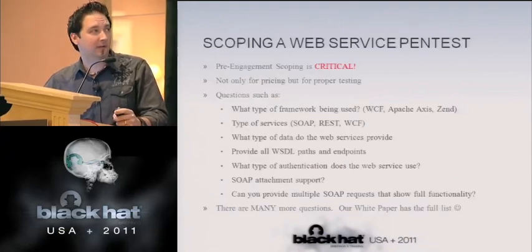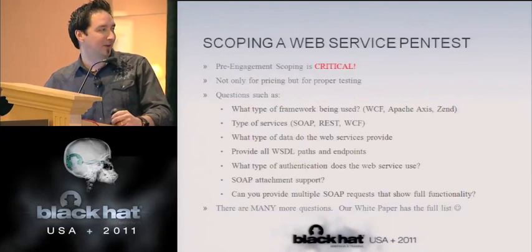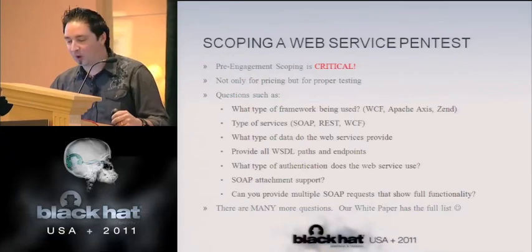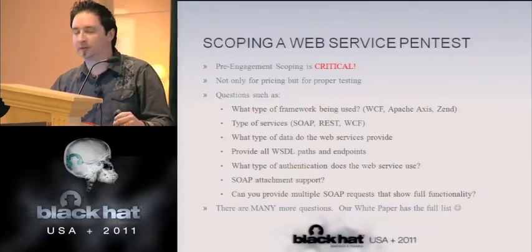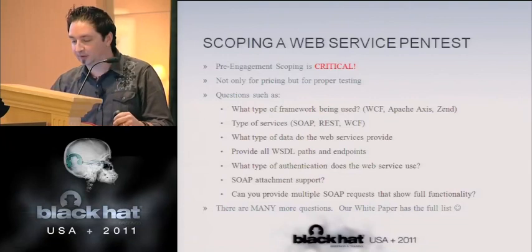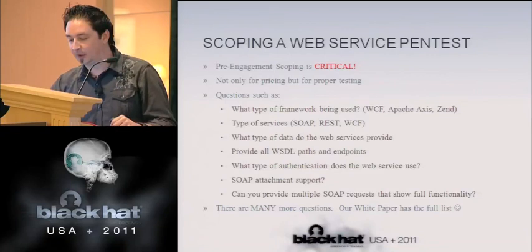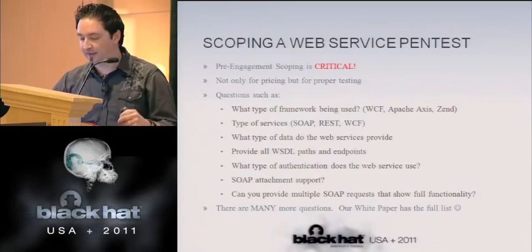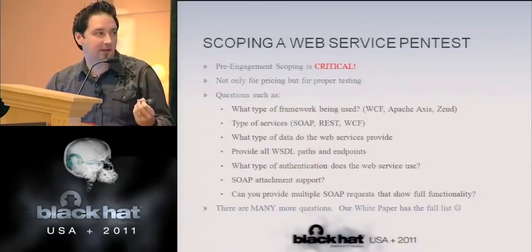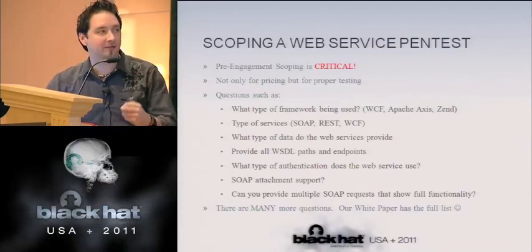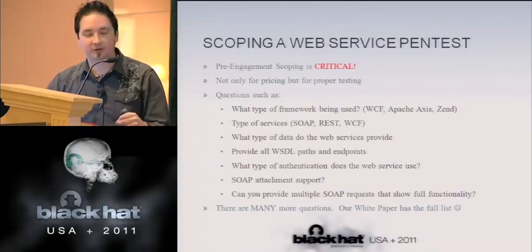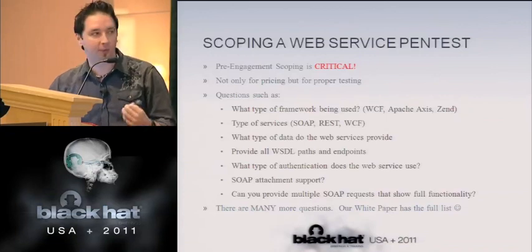So we wanted to pull out a slide here, and Josh, I know you wanted to talk a little bit more about scoping and why this is so important. Not a lot of pen testers ask the right questions when we're talking about this stuff, because web services are extremely complex. So you need to be asking questions such as what type of framework is being used, the type of services, the data, all WSDL paths and endpoints, authentication, do these things accept SOAP attachments, and of course providing multiple valid SOAP requests so we can see the full functionality. It really saves a pen tester time when we're doing a good assessment.